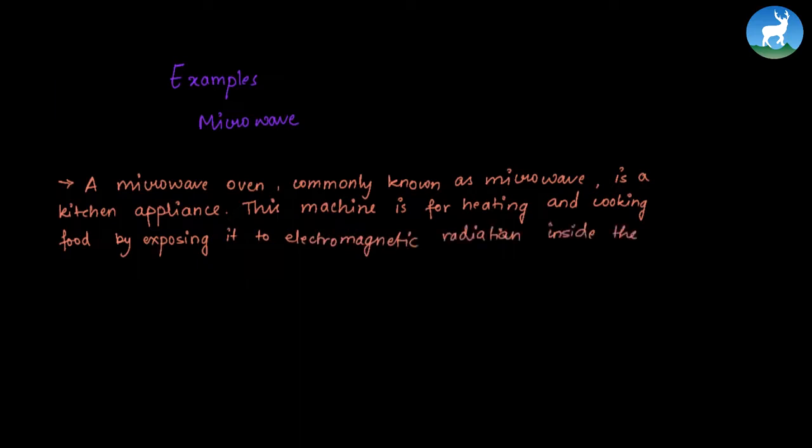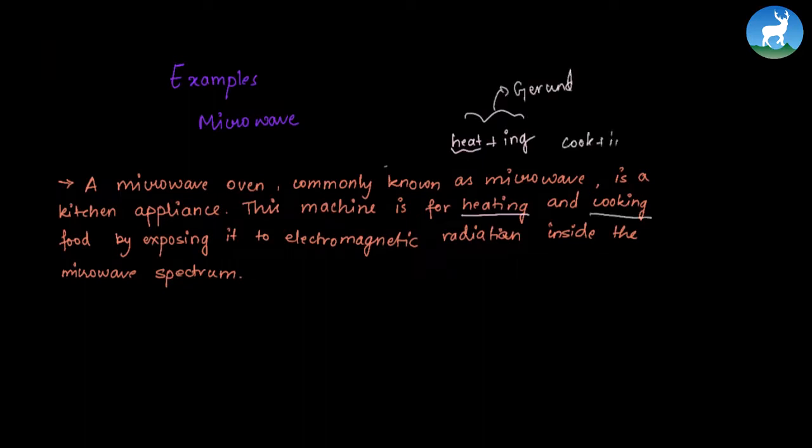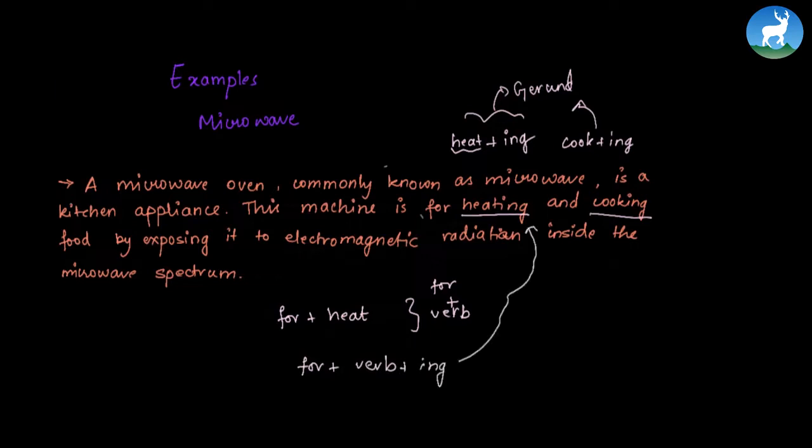Notice that here we have used heating, which is a verb plus ing, and this is a gerund. Same goes with cooking, because cook is a verb and ing makes it a gerund. Also notice that we do not use for plus heat. As I said earlier, we do not use a verb preceded by a for. Instead, we use for plus verb plus ing. So it becomes for heating.